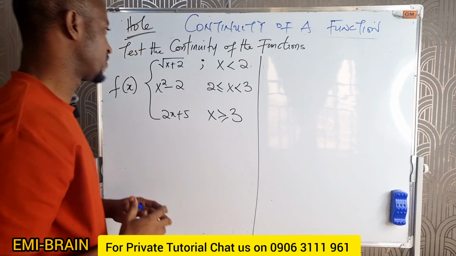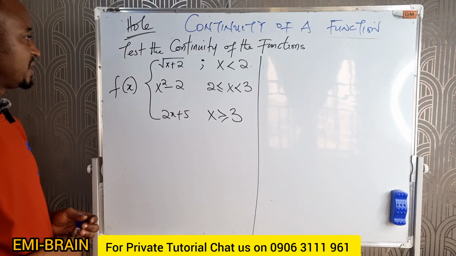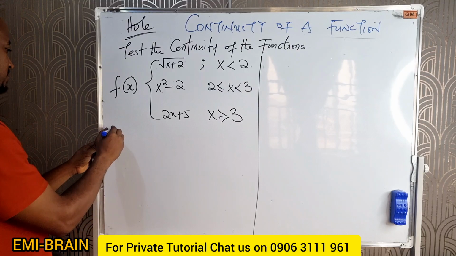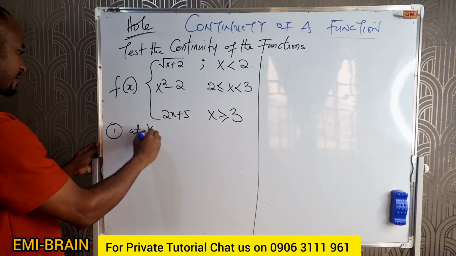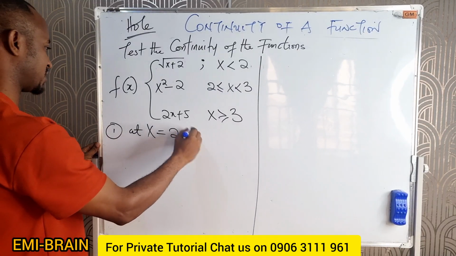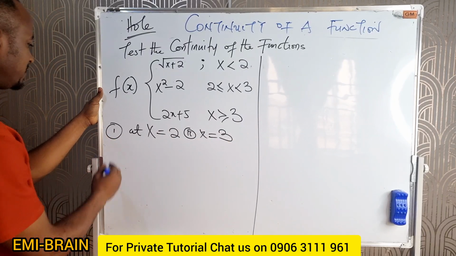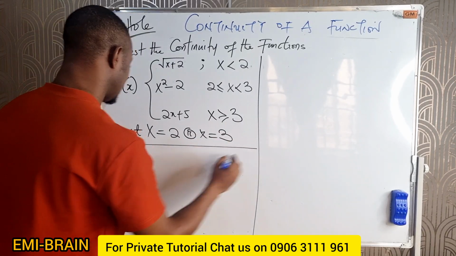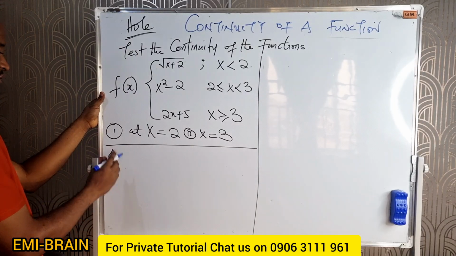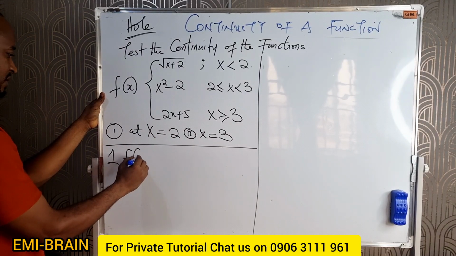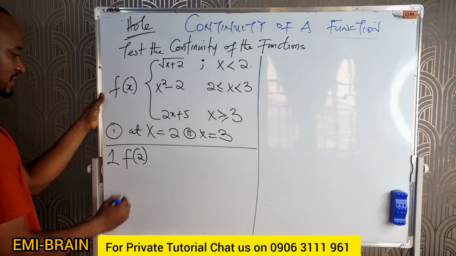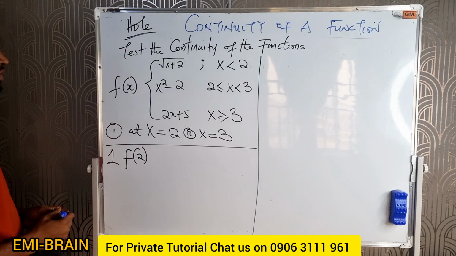Are you there? So this is more like a 2-in-1 question. We're going to test the continuity of this function f of x at x equals 2, and number 2, at x equals 3. So the first one, for x equals 2, we're going to define f of 2, right? Let's define f of 2. Which of these functions will define f of 2?